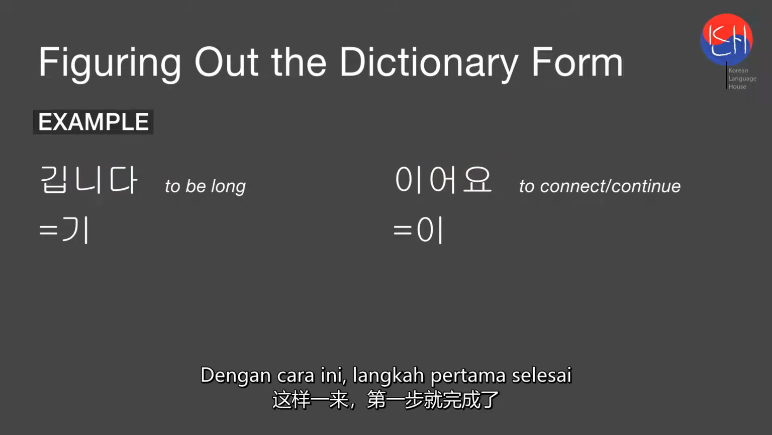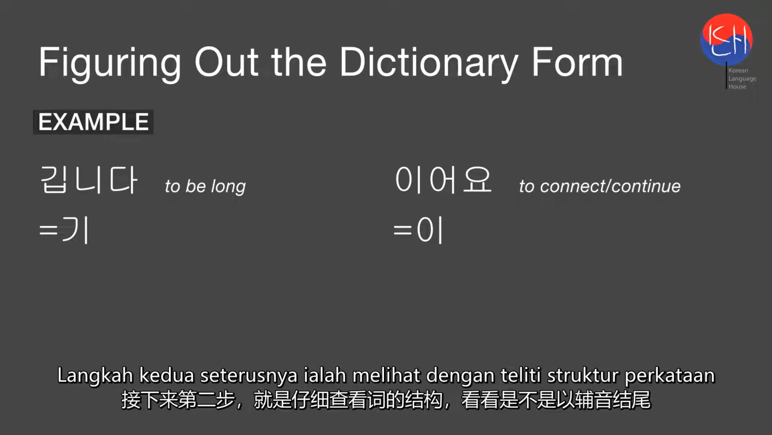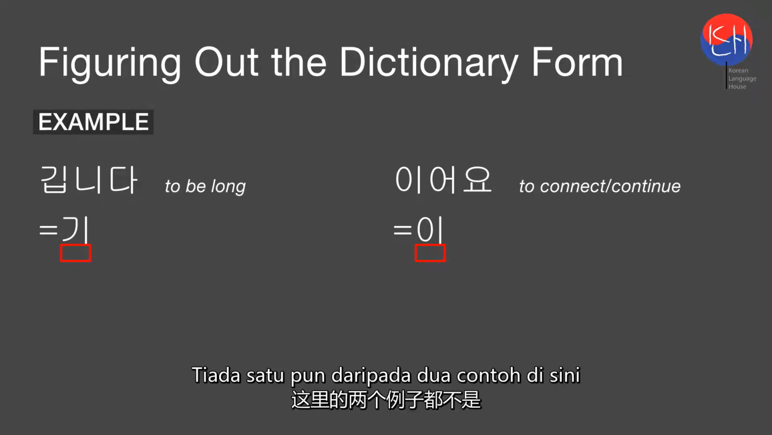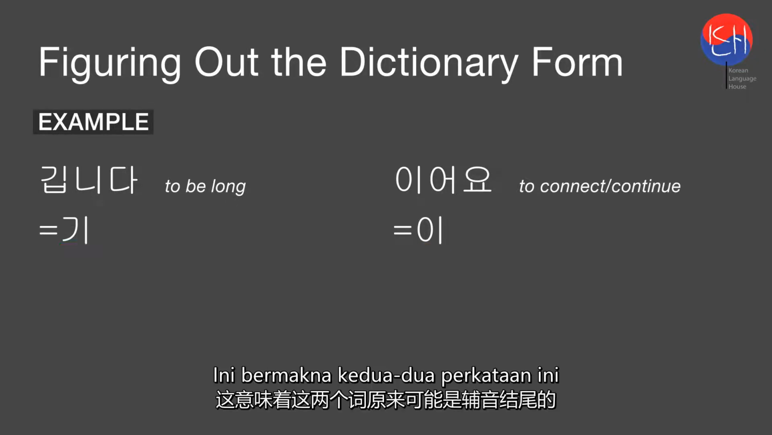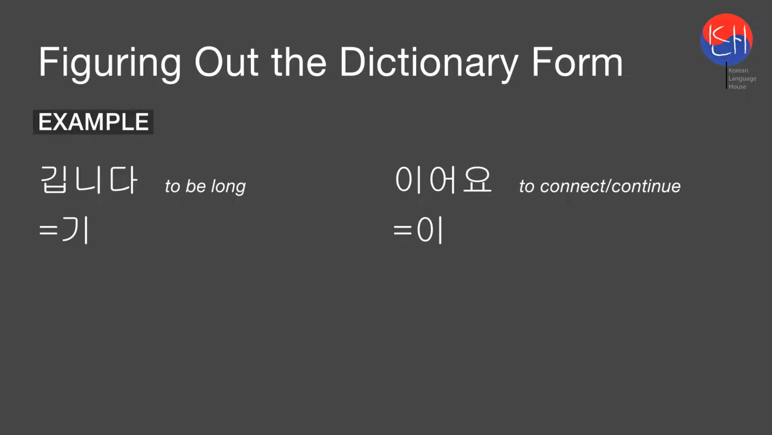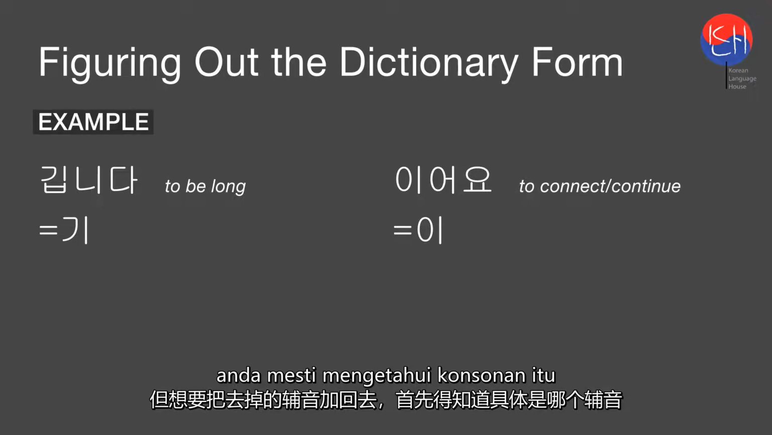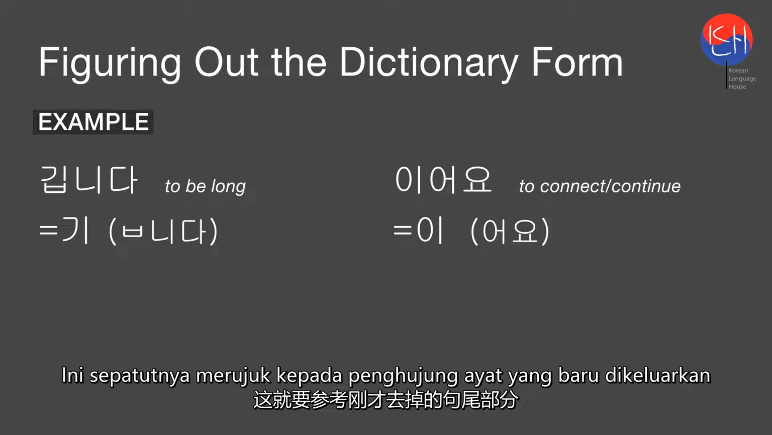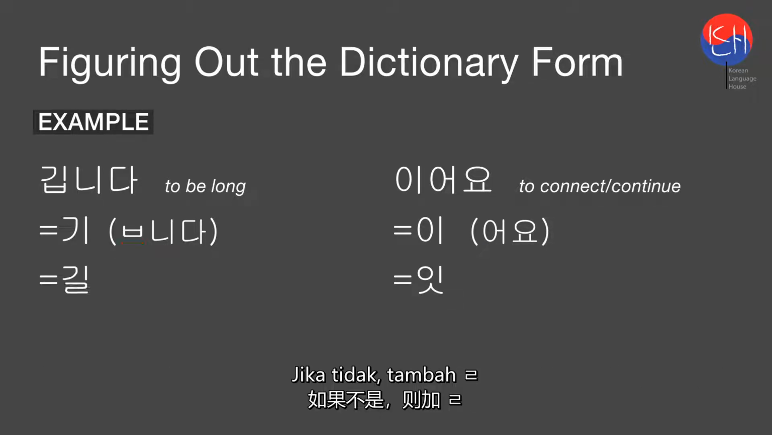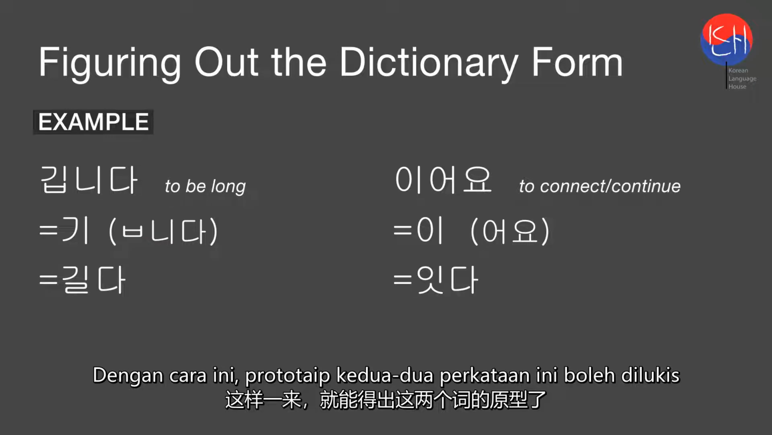Now that step 1 is completed, let's move on to step 2. Pay attention to the structure of the word. Does it have an ending consonant? In this case, neither of them do. This suggests that an ending consonant could have been dropped during the conjugation due to the irregular rules. But how do you know what the ending consonant is? You look at the conjugation parts that were removed earlier. If it starts with a vowel, like ㅏ, ㅗ, or ㅜ, add a ㅂ ending to the word. If it doesn't start with a vowel, then add a ㄹ ending consonant. And there you have it, the dictionary form of these two words.